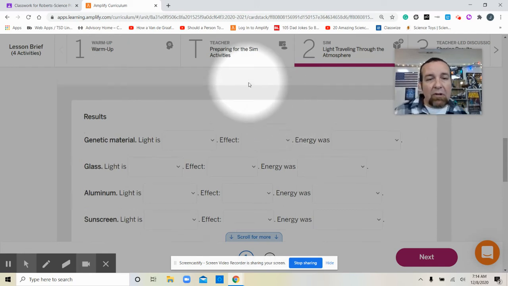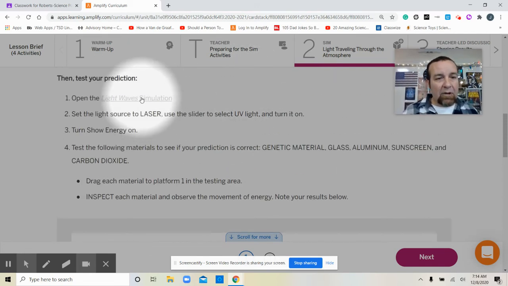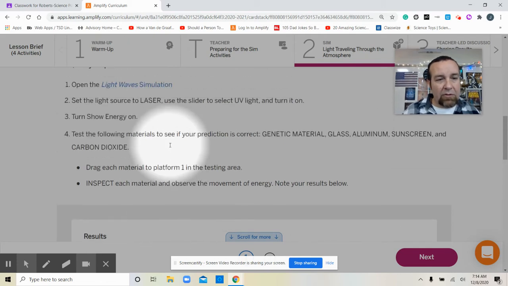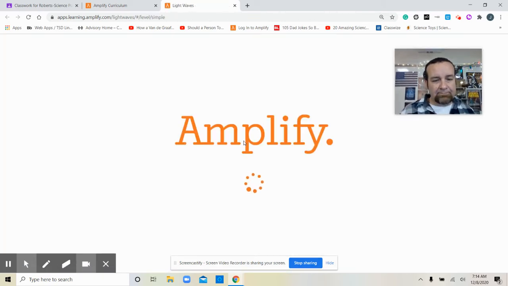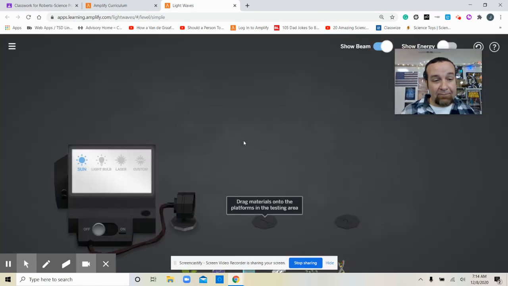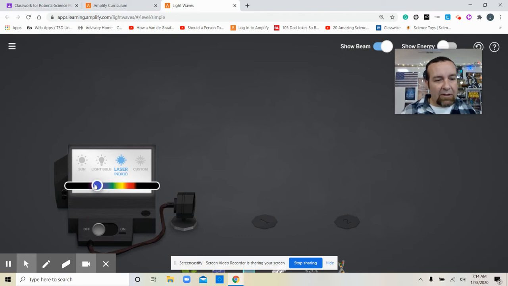Okay, so we're going to go through the sim and test that. We are going to do genetic material with our laser set to UV light. So let's do it. And we're here. Laser, check. Ultraviolet. Nope, not just violet. There it is, ultraviolet. Let's make sure it works. Woohoo, it works.